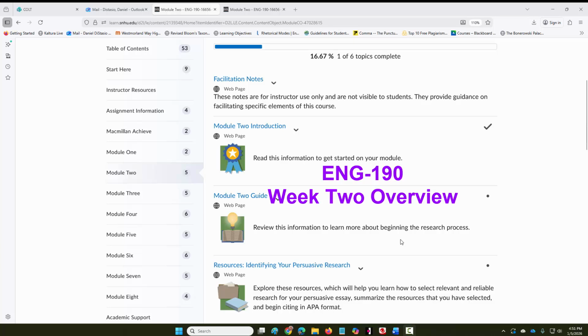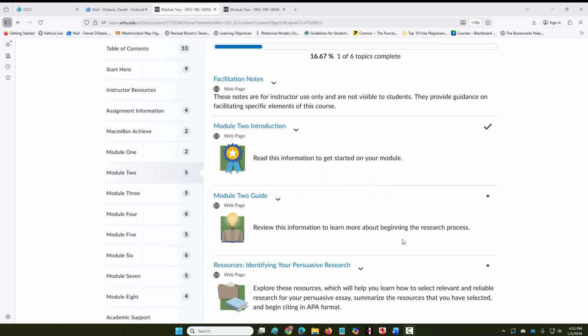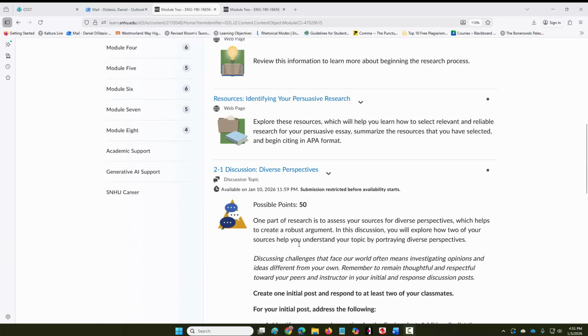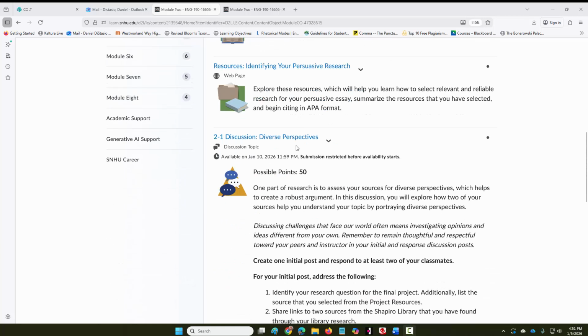In week 2, we move on in our final project by focusing in on that research question that we developed in week 1. We had actually developed 3, and now we're going to choose one and move on. We have 2 assignments in week 2 that are graded. The first is a discussion.